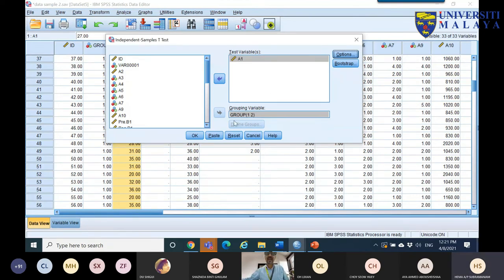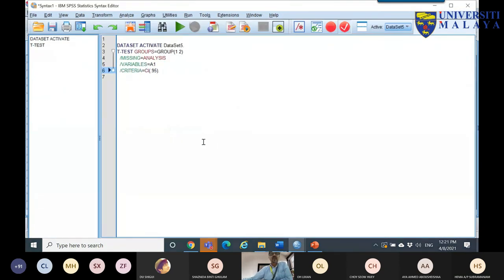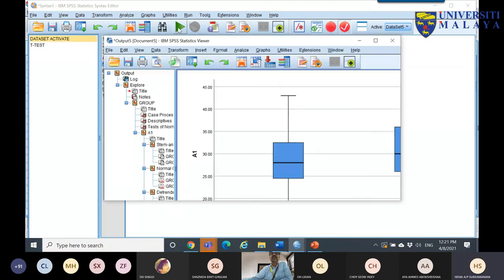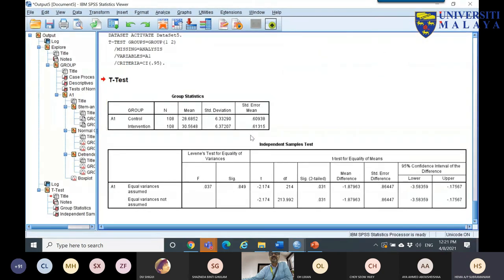Okay, paste. What does it mean? When you paste, you can see another environment, and this is the syntax, right? What is the benefit of syntax? The syntax actually is the code for your analysis. You can always keep and save these codes. If I select this syntax and run it, then I can see the results.